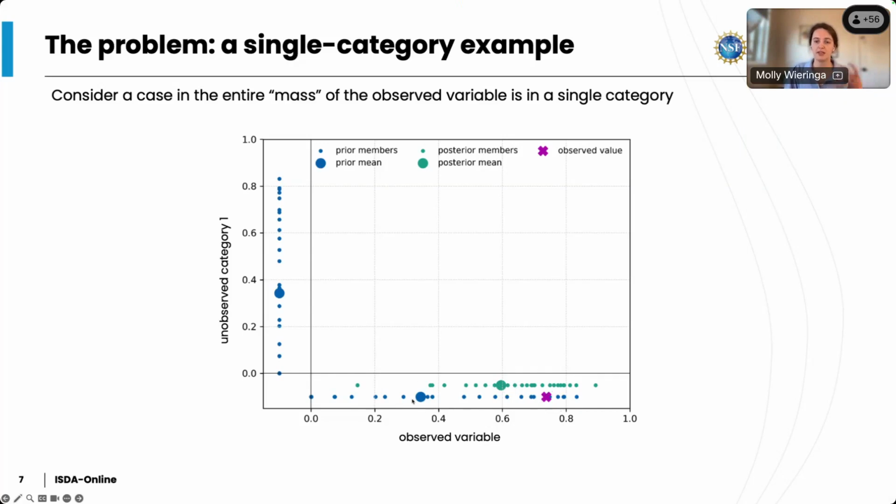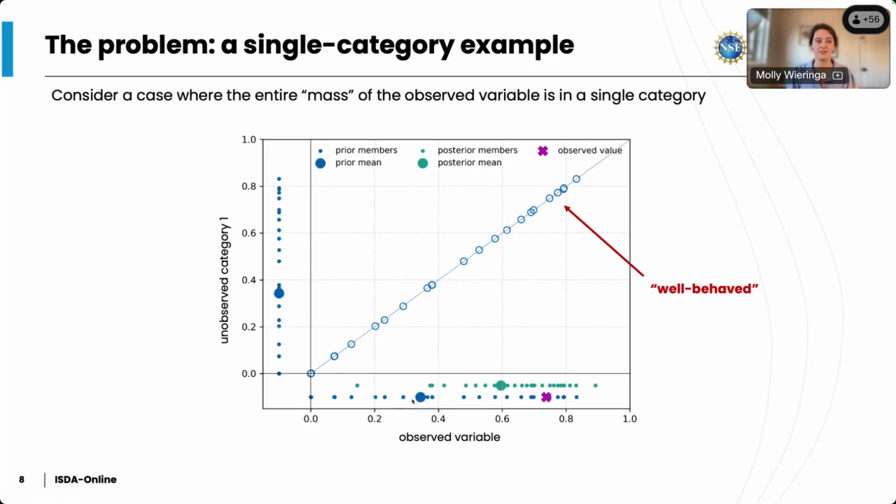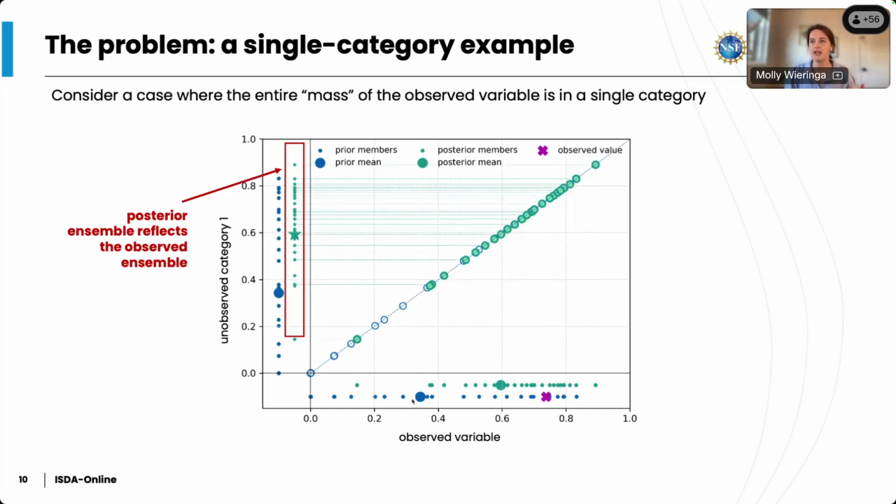In this example, the relationship between the observed and the unobserved subcategory variable is extremely straightforward in that it is a perfect one-to-one line and it's very well behaved. As a result, when we project the updated observed ensemble onto this one-to-one relationship in order to obtain estimates for the unobserved variable, we obtain a posterior ensemble for that unobserved variable that mirrors pretty much exactly the observed ensemble. In this idealized example, there are really no issues with standard state space regression DA approaches.